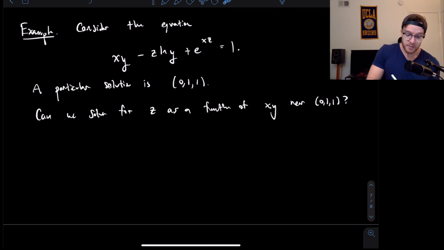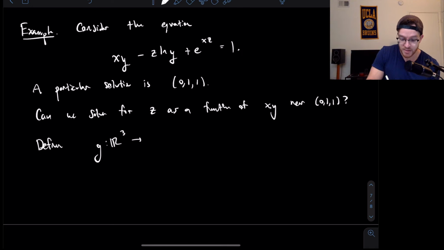Okay, so to answer this question, rather, to use the implicit function theorem to answer the question, we need a function. G in this case is going to be, so I've got 3 variables in one equation. So this is kind of mimicking how I went about the first circle example. But I can define g by g of x, y, z is this expression.